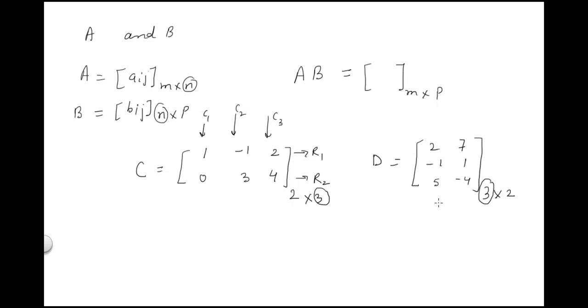CD is defined here. The resultant matrix that you get after multiplying C and D will have the order, as I told you, m cross p. So 2 cross 2, you will get a square matrix after multiplication. Now we will understand with this same example how to proceed for multiplication of matrices.